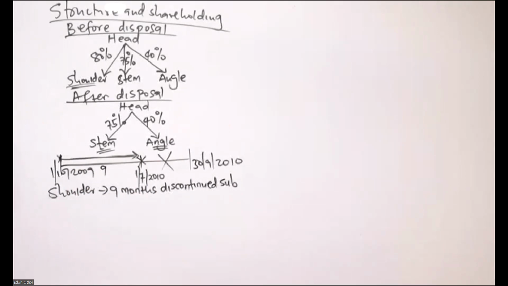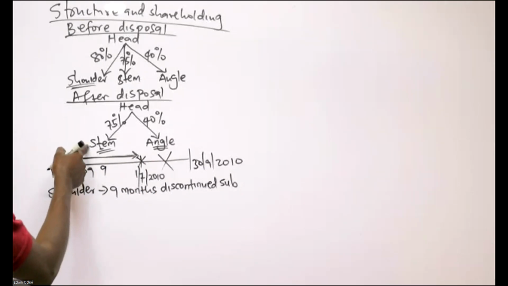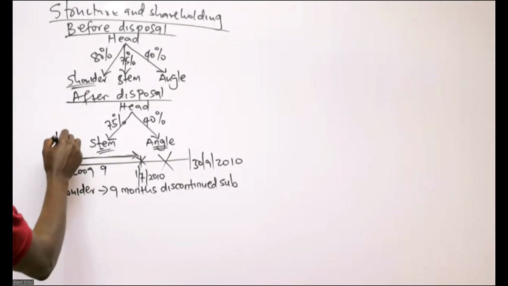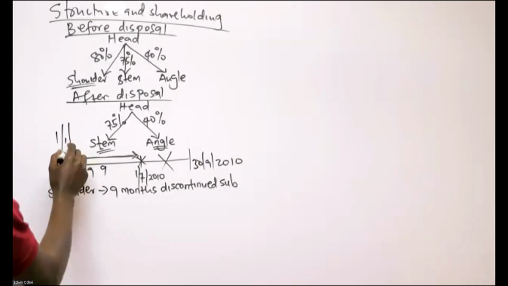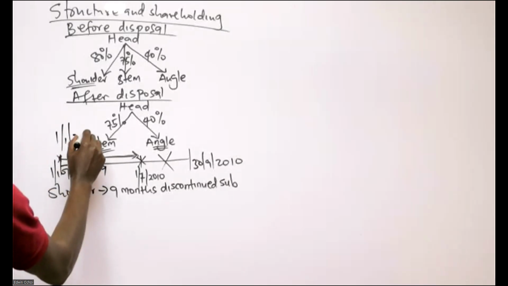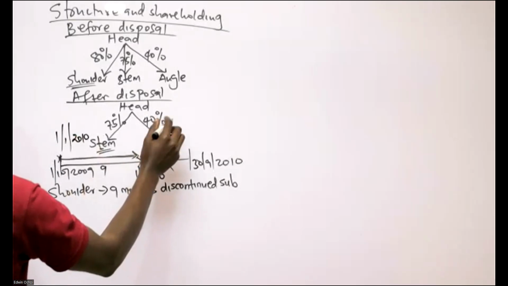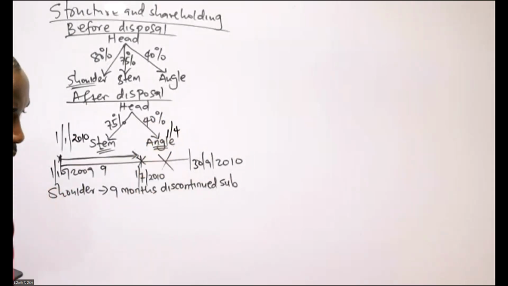Then what about the other 2? Stem and Angle were never disposed, they were acquired. When was Stem acquired? According to Note 2, it was acquired in January 2010. And Angle was acquired on 1st April.